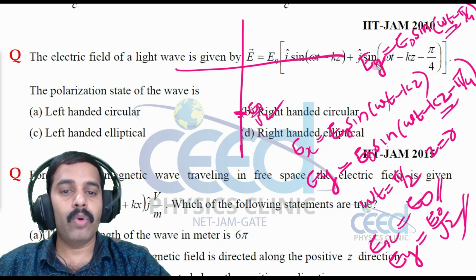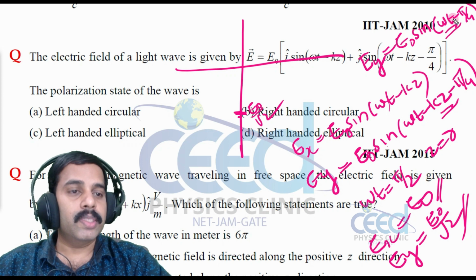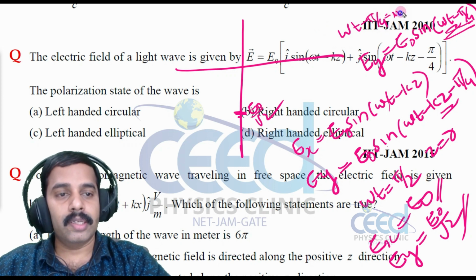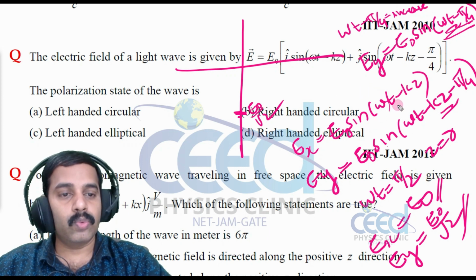That means as t increases, omega t minus pi by 4 increases, right? And what about the x value? At that time, this x value, with z equal to 0, means Ex is equal to E0 sine omega t, right?